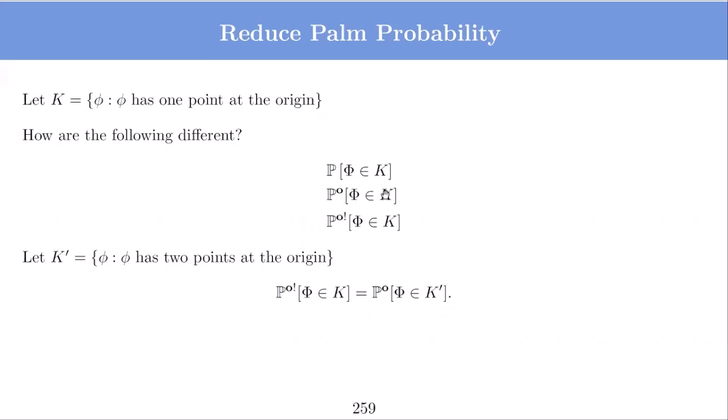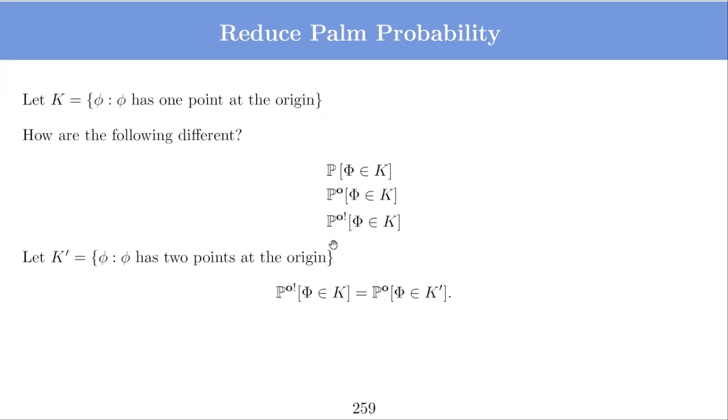Now I say this. Given the condition that there is a point at the origin, what is the probability that the point process has one point? That is going to be 1, because we are conditioning on there being one point at the origin, so phi will definitely have one point at the origin.